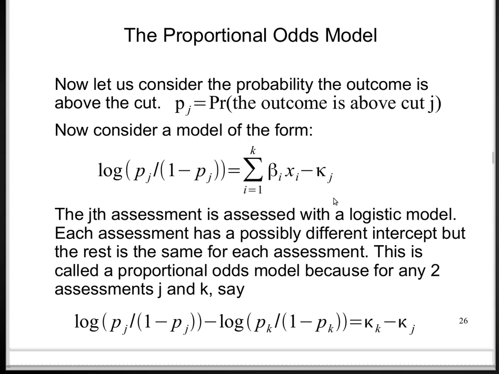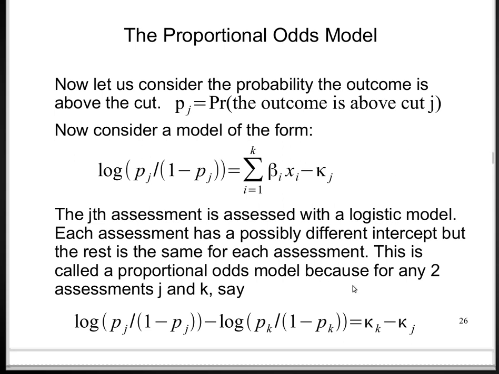Now it is conventional to use the Greek letter kappa here, which we will see in a minute corresponds to the cut issue. The Greek letter kappa, the Latin equivalent being the letter C for cut, as we'll see in a minute. Now notice there's a couple of things here. We've got now the log of the odds of being above the jth cut, and we have one set of regression coefficients that does not involve the cut, and then these coefficients associated with the cuts. This is something new for us. We can see that each assessment has a possibly different intercept, but the rest is the same for each assessment, for each of the cuts.